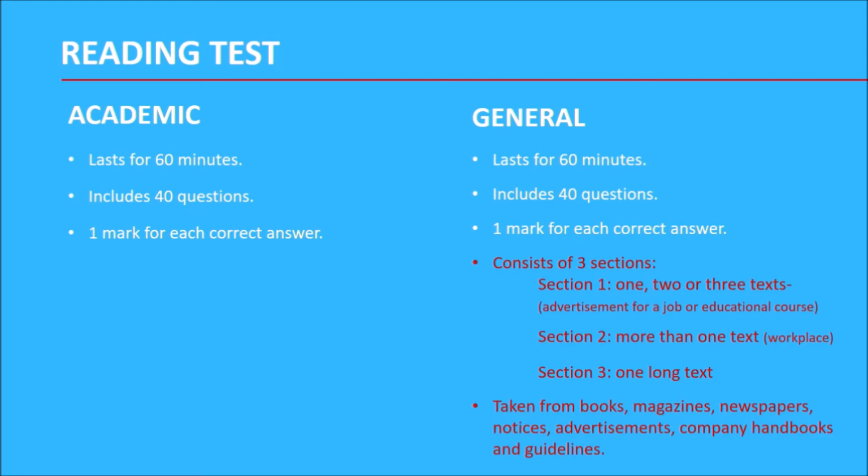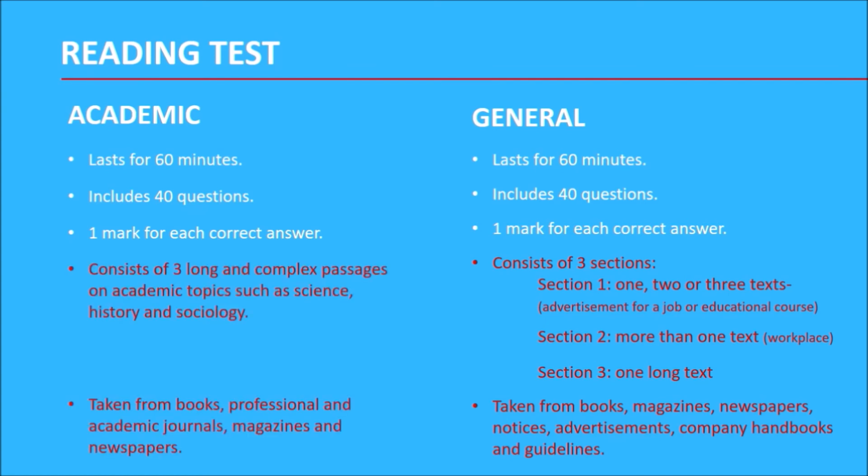General reading consists of 3 sections. Section 1 is based on 1, 2, or 3 texts and could be, for example, an advertisement for a job or educational course. Section 2 comprises more than 1 text that often relates to the workplace. And the final section, Section 3, is usually 1 long text. These texts are taken from books, magazines, newspapers, notices, advertisements, company handbooks, and guidelines. These are materials you are likely to encounter on a daily basis in an English-speaking environment.